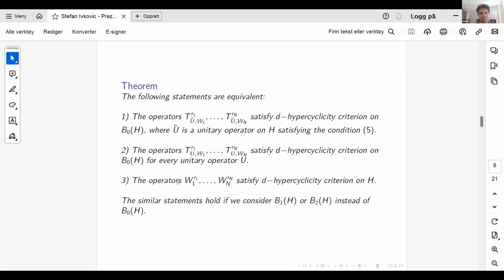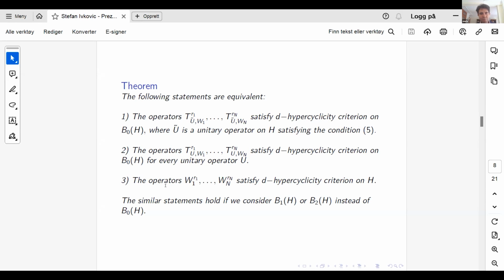On the other hand, if these operators satisfy the hypercyclicity criterion on H, then this condition is so strong that it ensures that also these operators satisfy the hypercyclicity criterion on B0 of H for every unitary operator U. So summarizing, actually this special class of unitary operators is not important in itself. It is just the middle step in the proof to prove the equivalence between these two statements.